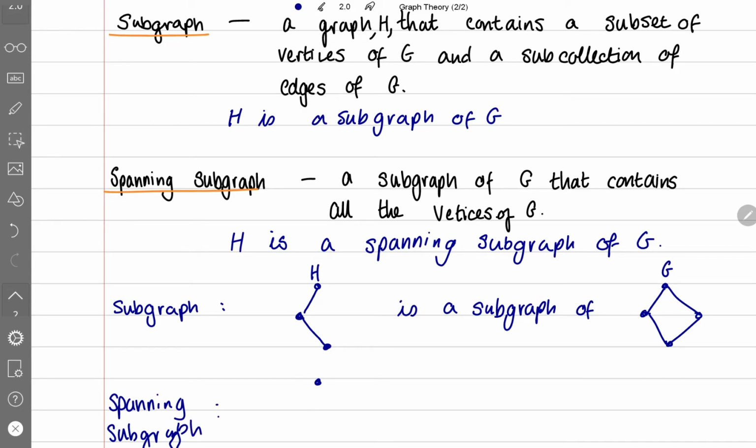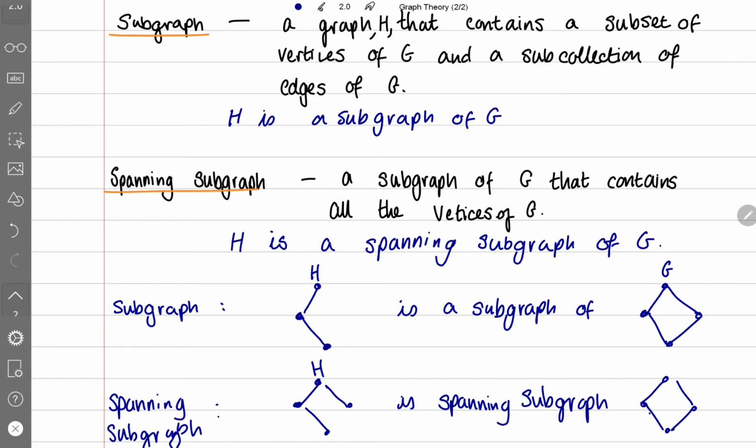Again, we'll take the same kind of shape. So let's say we've got a graph like this. This is H, a spanning subgraph of, again, the same shape, G.